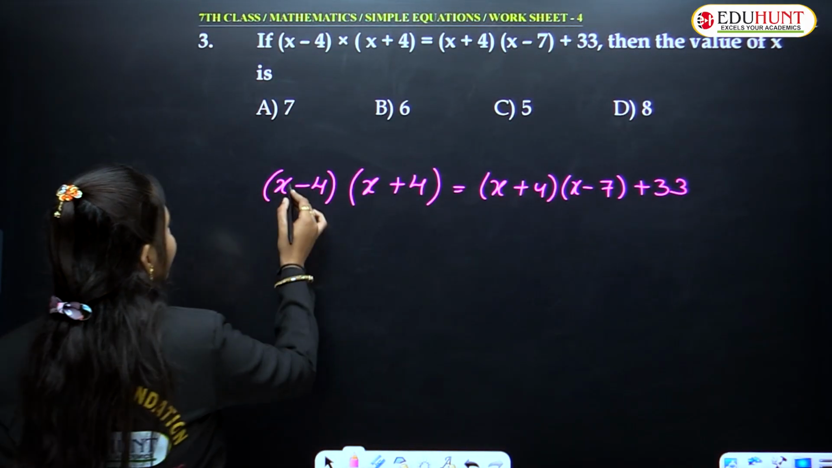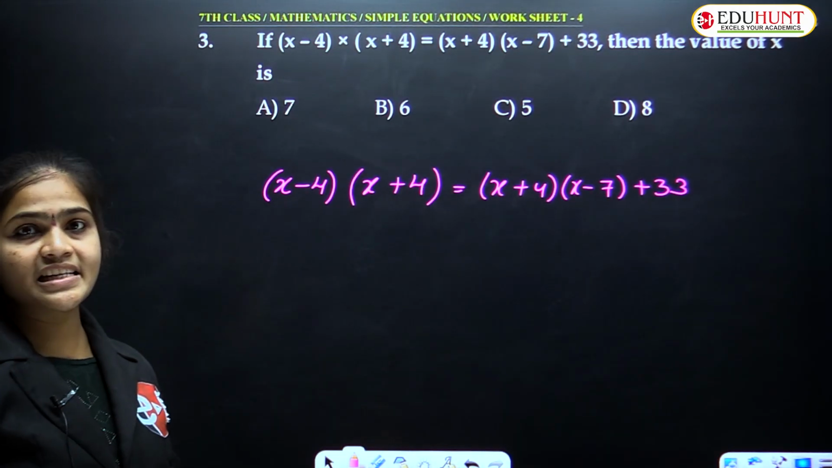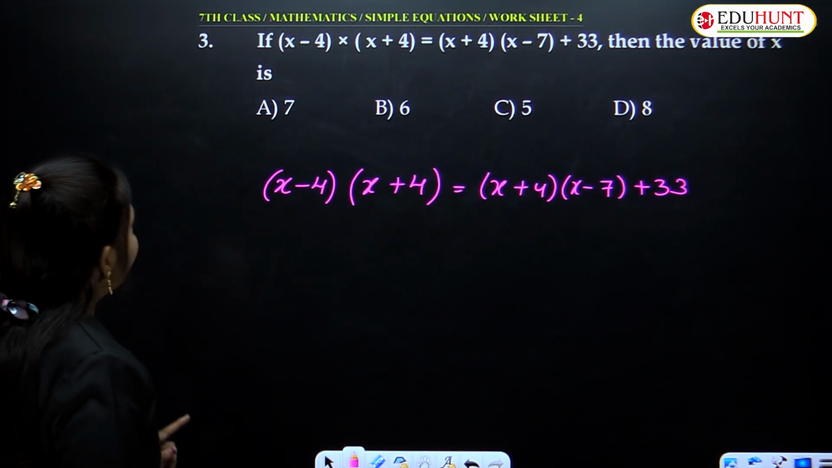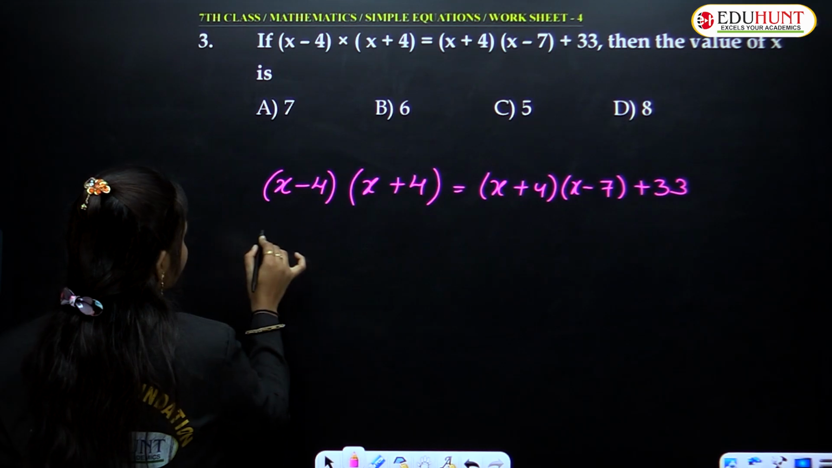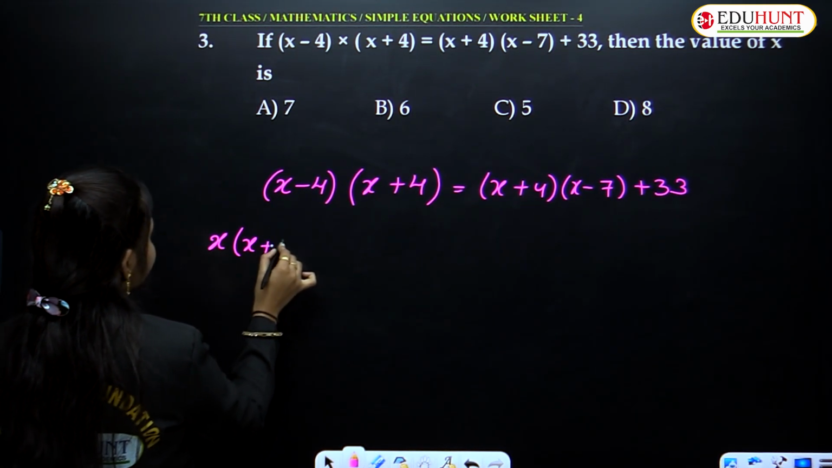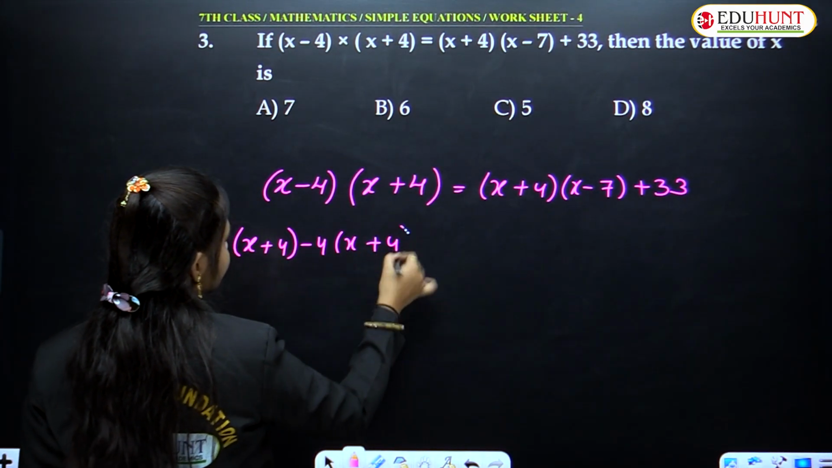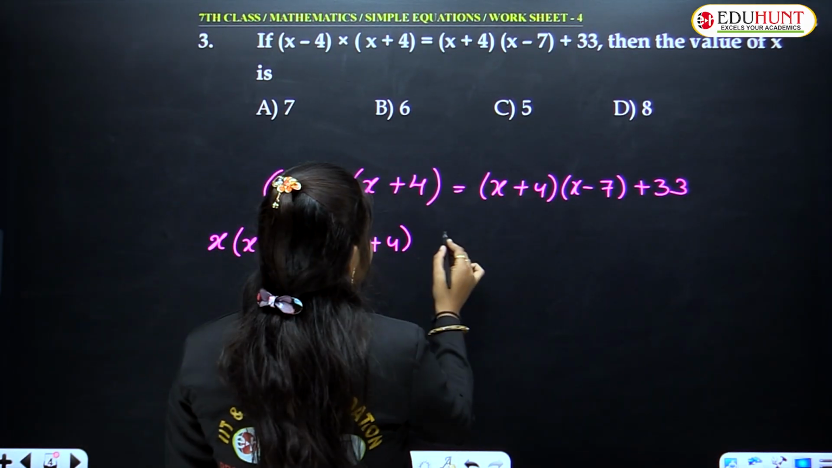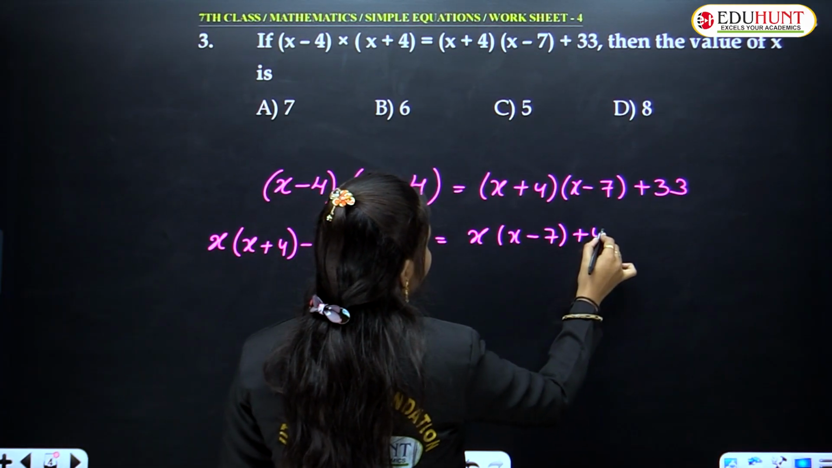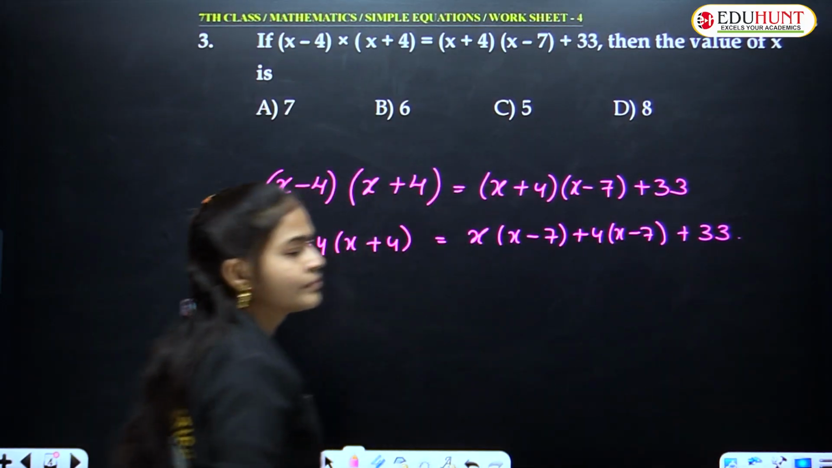Let us say a minus b into a plus b. And we know the formula: a minus b into a plus b is equal to a square minus b square. Or else if you don't know the formula, just go for multiplication. So first we take x into x plus 4. Next minus 4 into x plus 4. Understand, ma? Which is equal to, here also the same thing, x into x minus 7 plus 4 into x minus 7 plus 33. Clear?